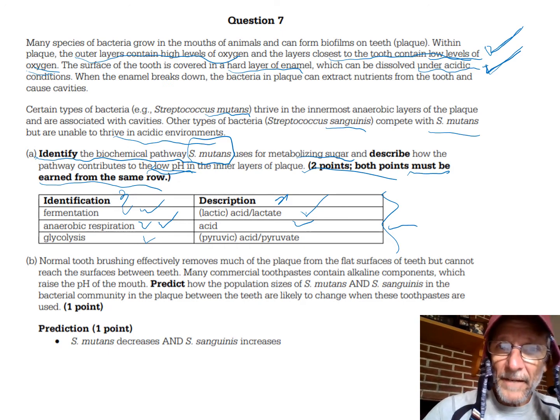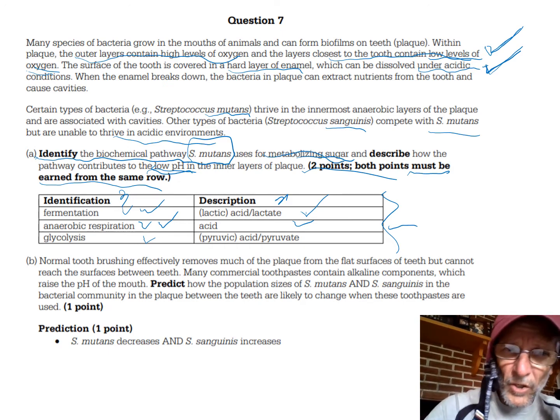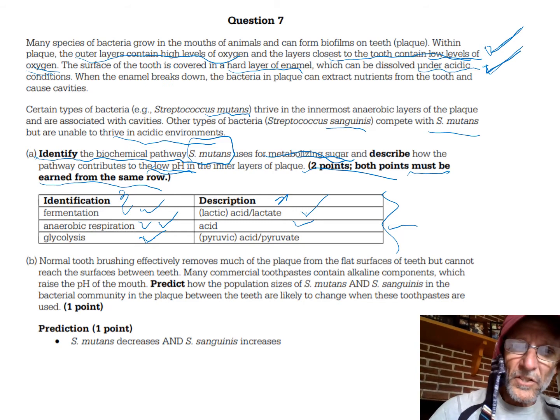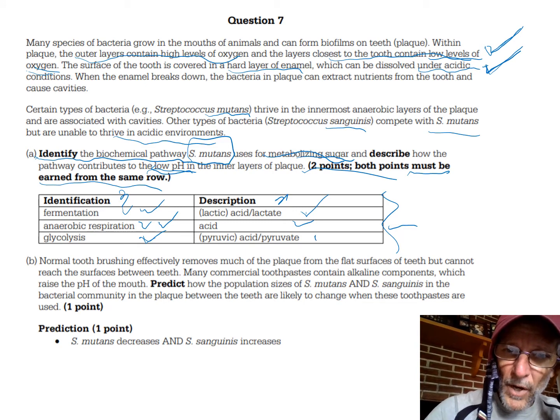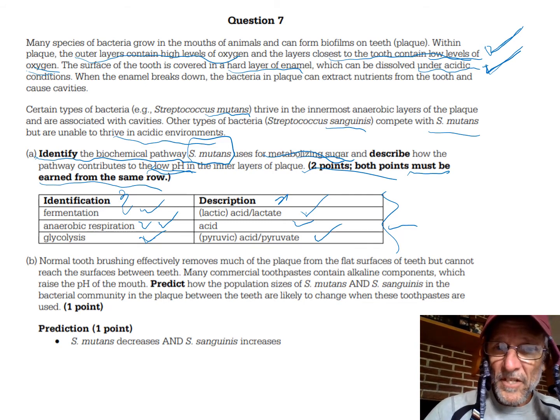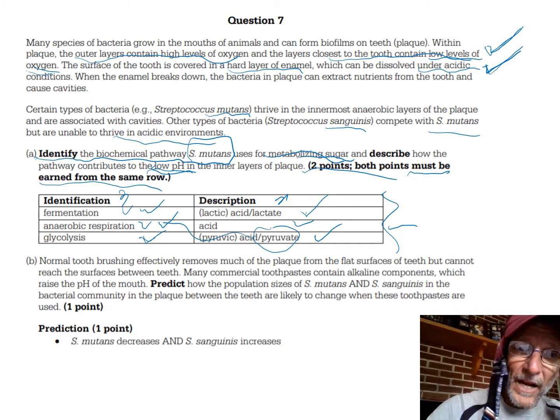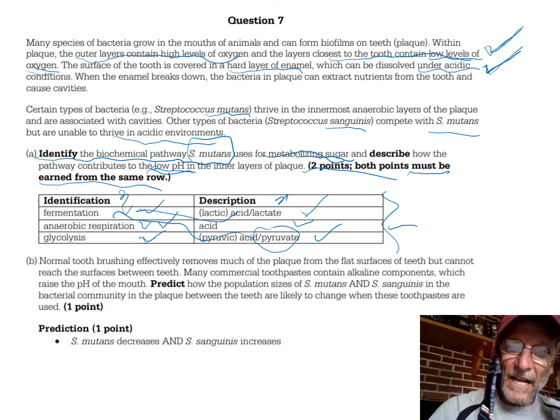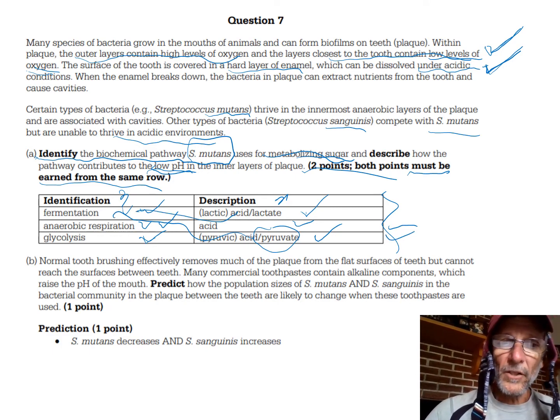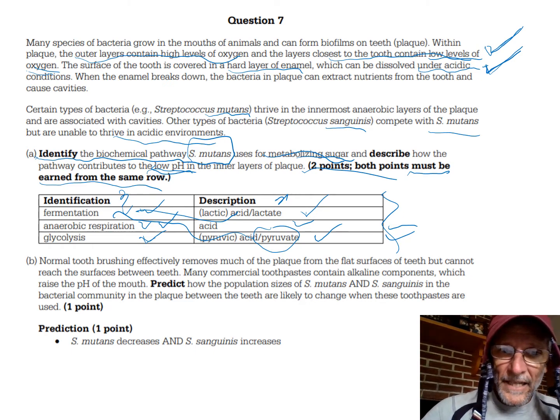Or you could say, well, the way they break down sugar is actually by glycolysis, and that produces pyruvic acid, which is an acid. There's the low pH. Ignoring the fact that that acid is going to get broken down by fermentation to this kind of acid, but good enough here. So now, predict how the population size of these two might change.